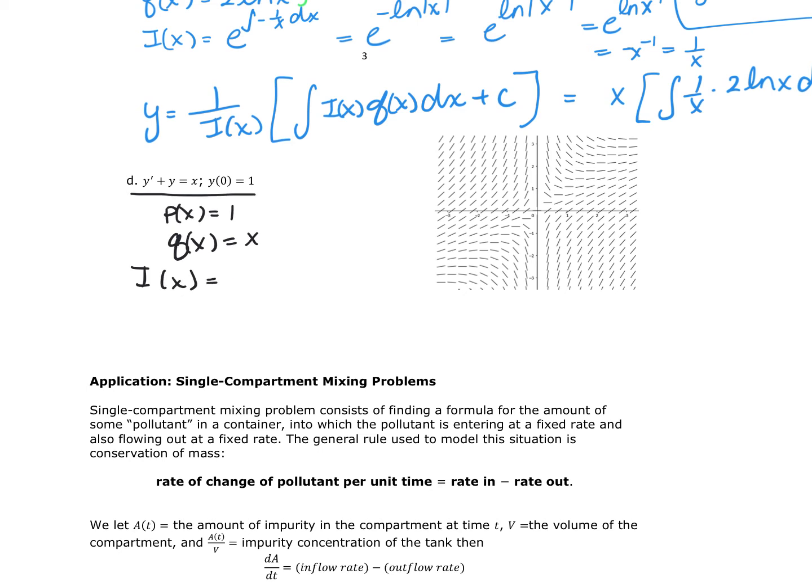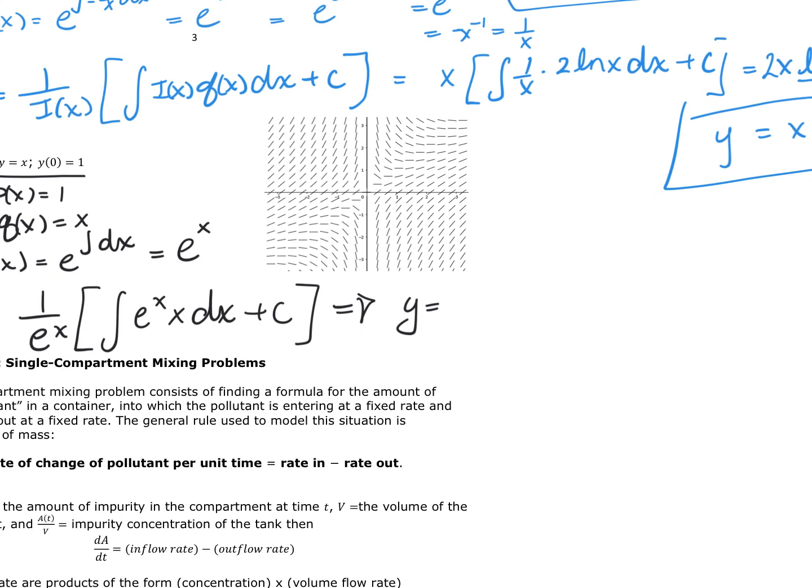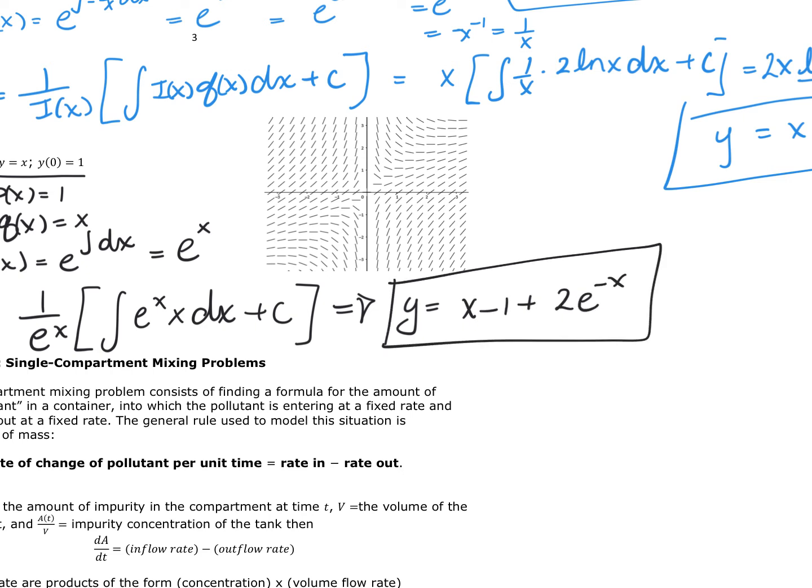My I of x is going to be e raised to the integration of dx, which is just e to the x. My y is equal to 1 over e to the x multiplied by the integration of e to the x, and then x dx plus c. I'm just going to cut to the chase and give you the answer. This is going to be a nice integration by parts, so make sure that you spend some time reviewing integration by parts. My final answer is x minus 1 plus 2e raised to the negative x. And that is my final answer when I get done.